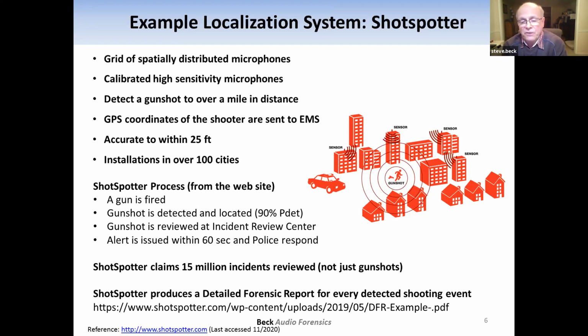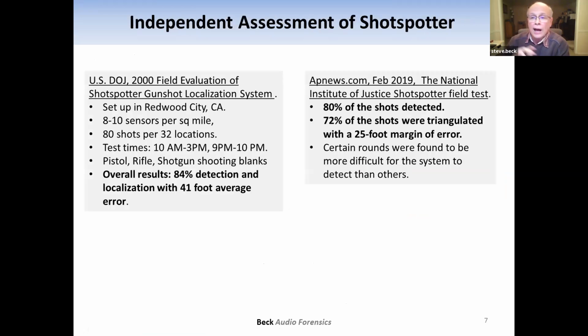They claim to have 15 million acoustic events, gunshot-like events. And for every detected shooting, they produce a detailed forensic report. And if you go to their website, you can actually find it there and download it. So it's just a lot of kind of interesting stuff about them.